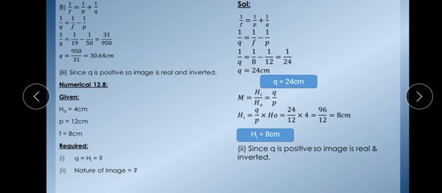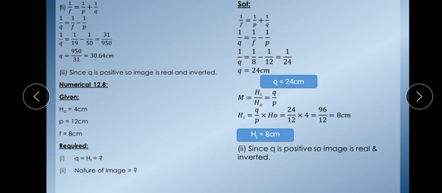So the height of object is 4 cm, the distance of object is 12 cm and focal length is 8 cm. We have to calculate distance of image and height of image, and we have to tell the nature of image also. For calculating the distance of image or position of image, we have to use the relation 1 over f is equal to 1 over p plus 1 over q. Rearranging in the next step to calculate 1 over q, it will become 1 over f minus 1 over p.